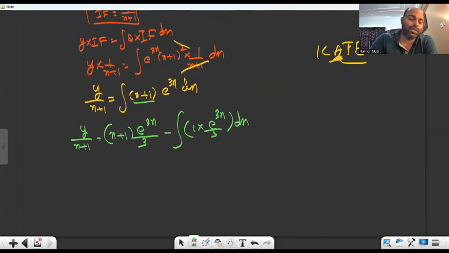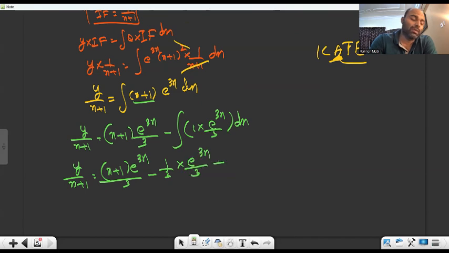Integration by parts, so don't forget, again and again I repeat. x plus 1 into e raised to 3x by 3 minus 1 by 3. There is a 1 by 3 you can see. What is e raised to 3x? Again we have to integrate. Integral of e raised to 3x is e raised to 3x by 3 plus c. So this is your general solution.